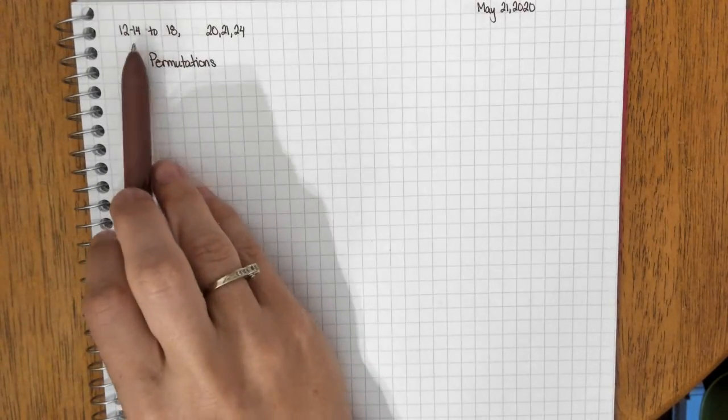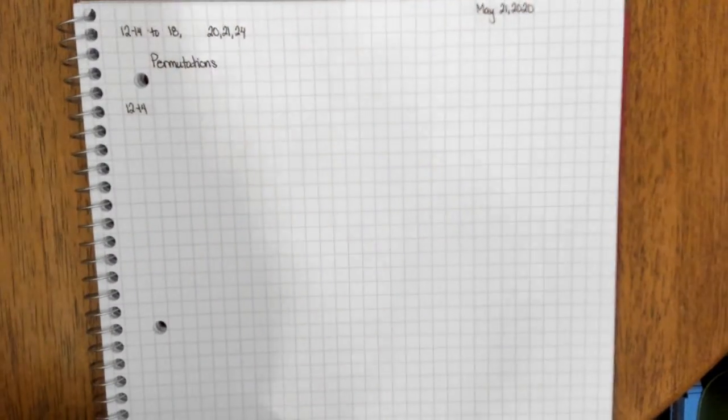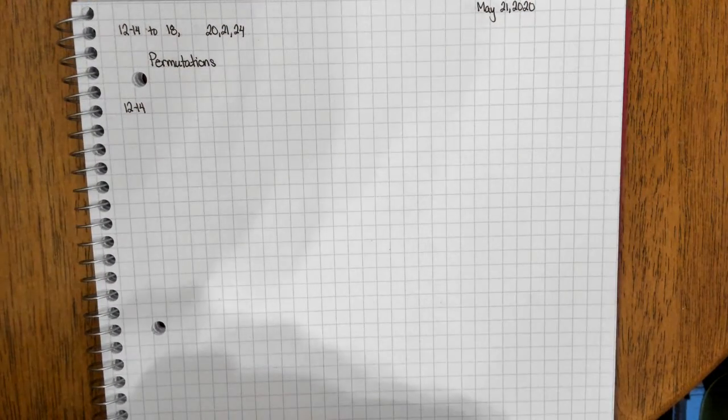In this video, I'm going to go over problems 14 to 18 on permutations. So try to follow along in your book, it'll make more sense.